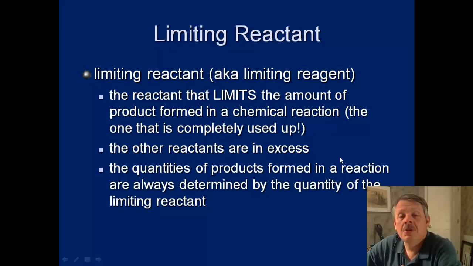The limiting reactant is the reactant that limits the amount of product formed in a chemical reaction. Well, that's what we just did when we were making cookies. And isn't making cookies a chemical reaction? It's the one that is completely used up. Now the other reactants, in our case you only had one, but the other reactants are in excess, meaning you have more than you needed. And the quantities of products formed, how many cookies we can make, are always determined by the quantity of the limiting reactant. So, since we ran out of chocolate chips, that's what determines how many chocolate chip cookies we can make.